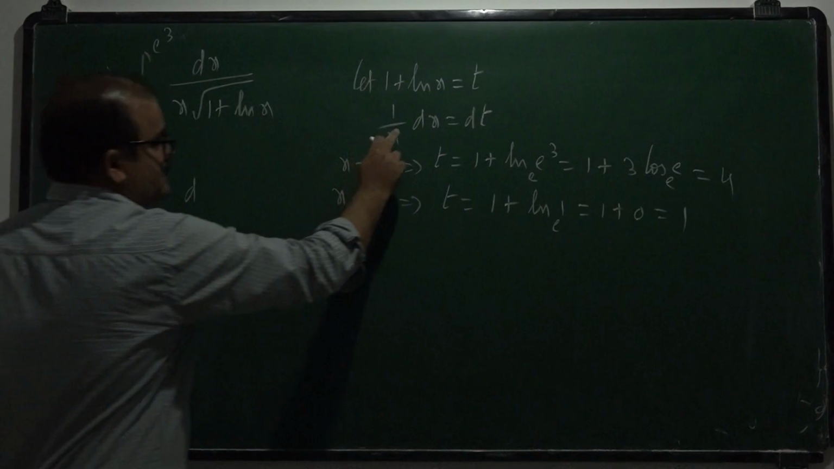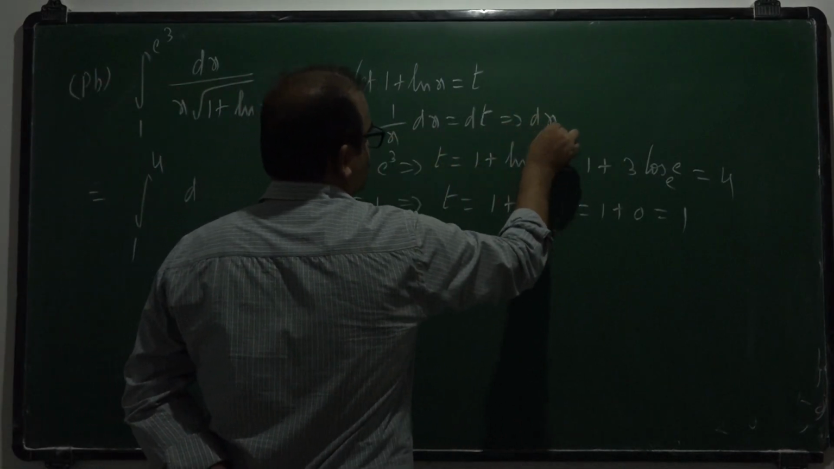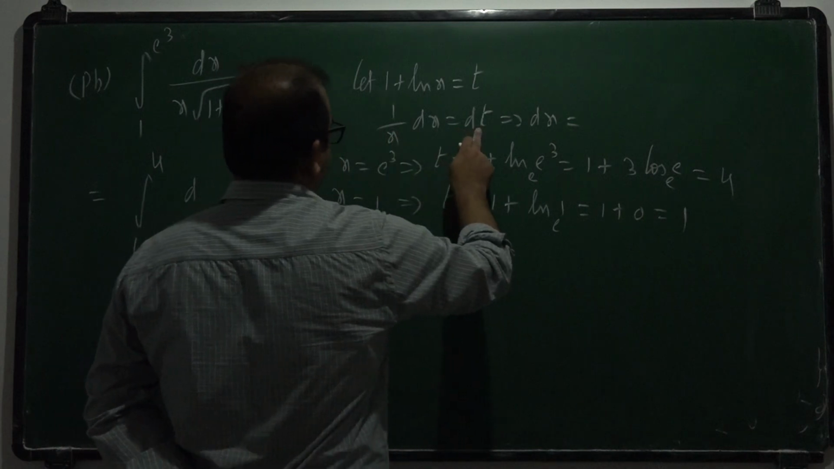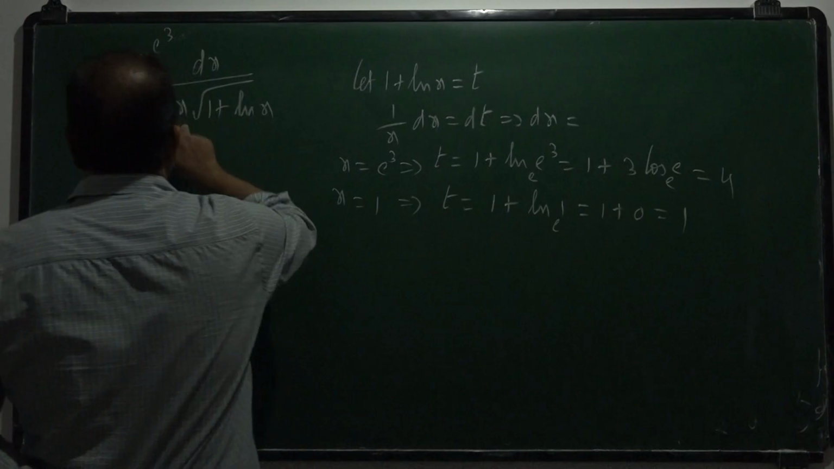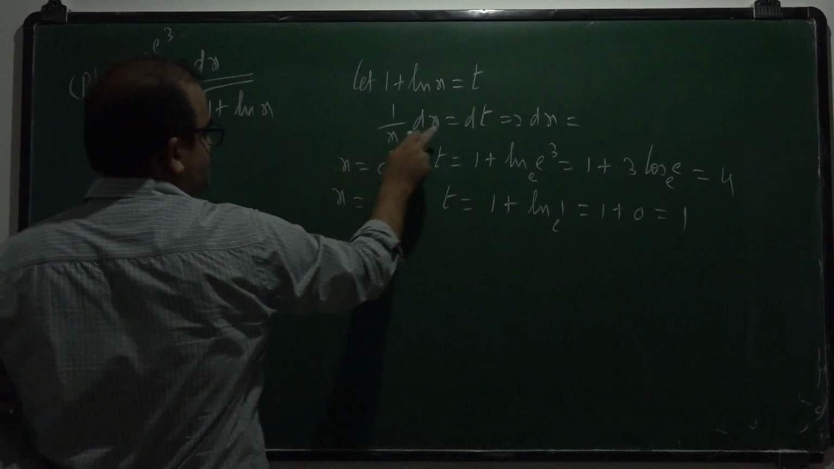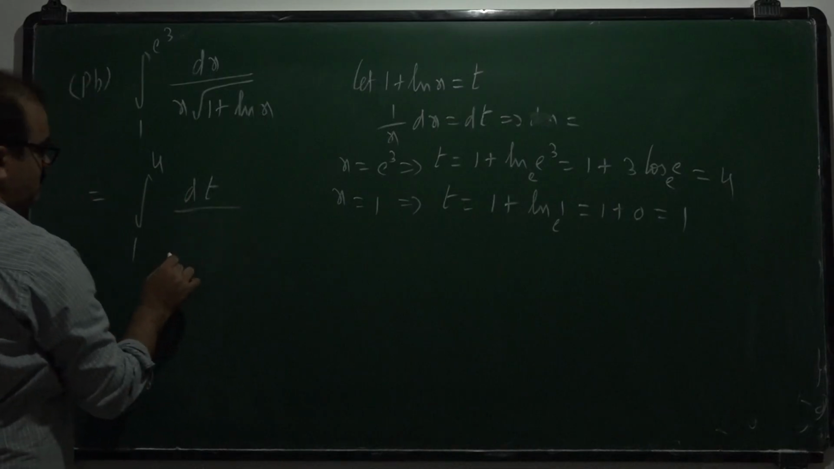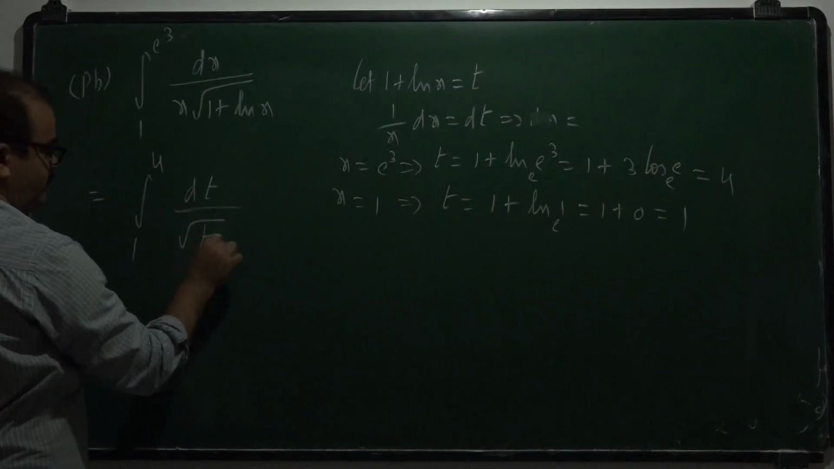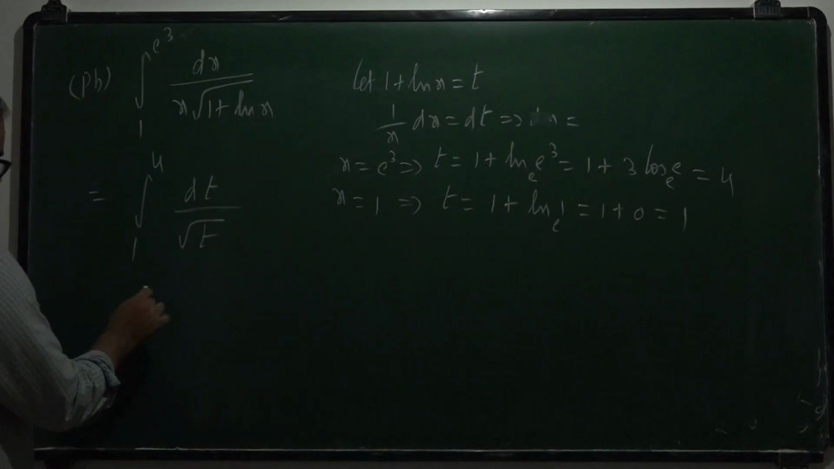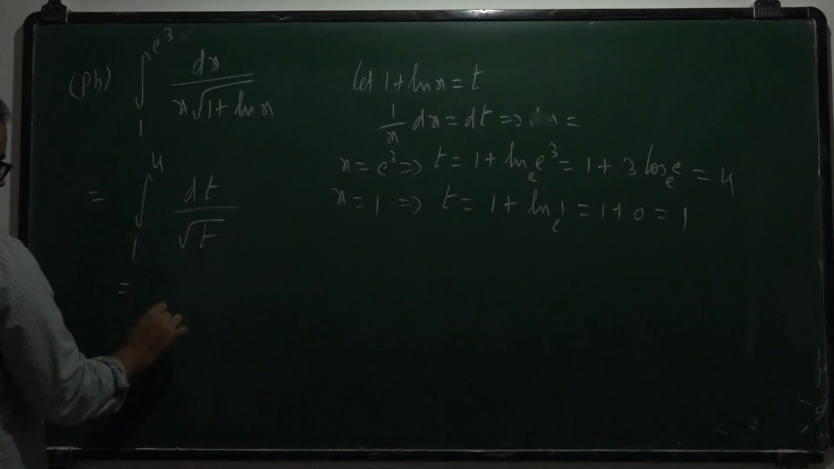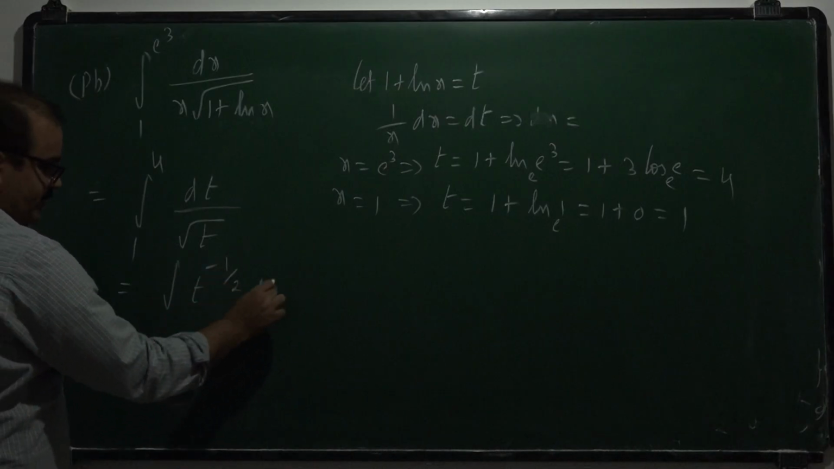dx, see here, from this, on cross multiplying what we get? So already 1 by x is there. 1 by x into dx is taken as dt. dt by root of t, since 1 plus ln x is t. Now it is integral t to the power of minus 1 by 2 dt.